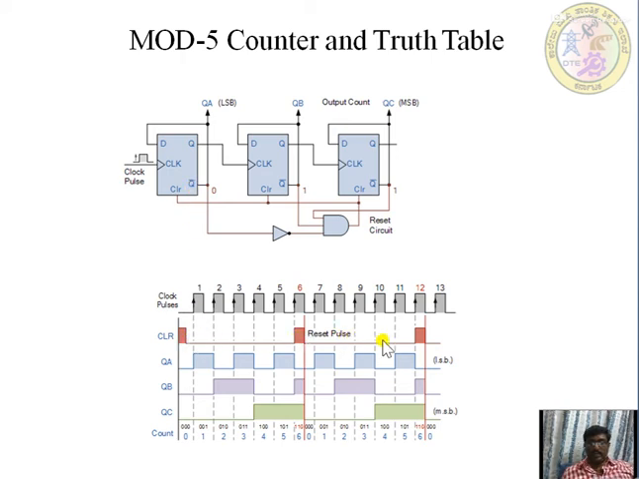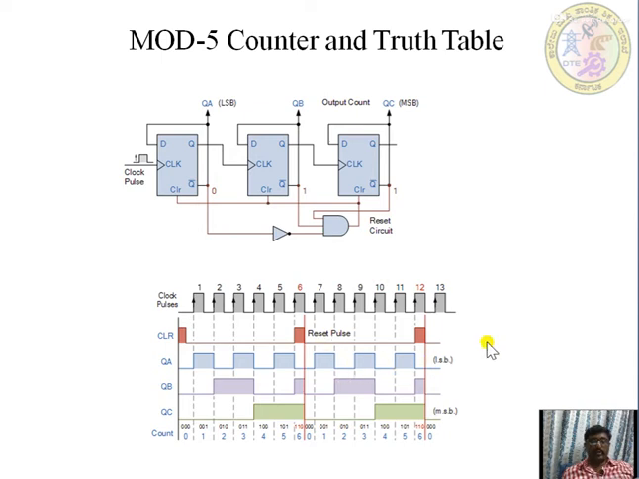See, clear resets the pulse QA, QB, QC. We just go on 0 0 0, 0 0 1, 0 1 0, 0 1 1, 1 0 0, 1 0 1. Next, as soon as it reaches 1 1 0, the clear or reset button is high. Once again, it should go to 0 0 0, next 0 0 1. In this fashion, let's go on continuing.